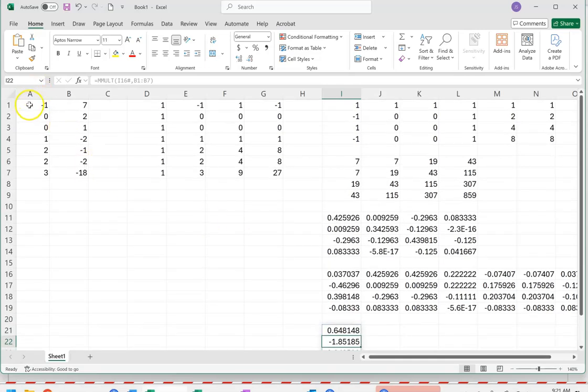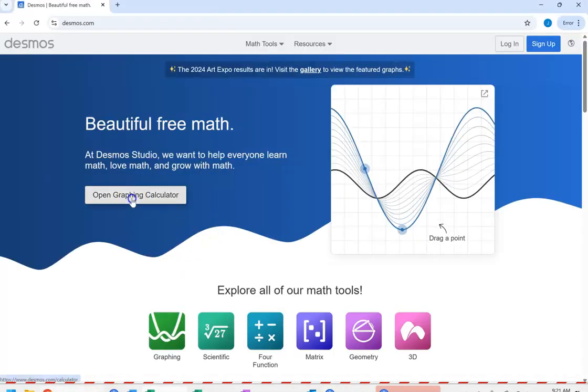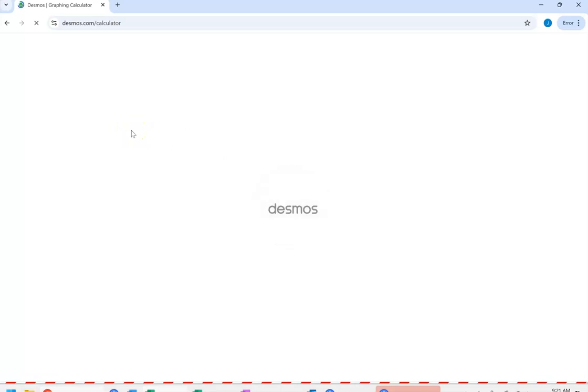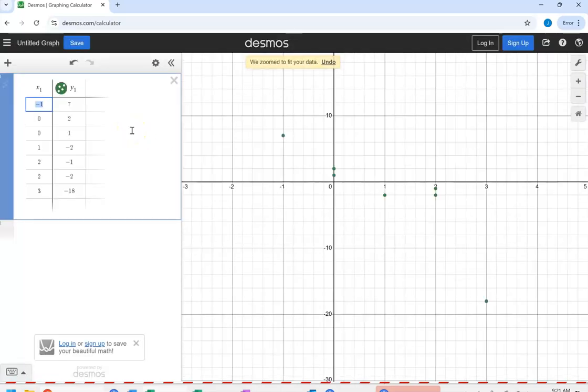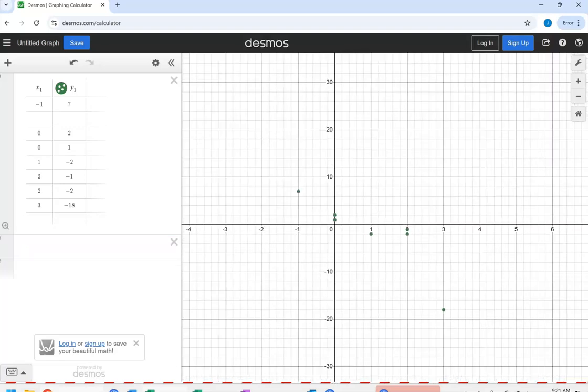One of the nice things I discovered is that if I copy this table over and go to something like Desmos and paste, it pastes the table for me. Oops. And it makes a nice set of points for me. Right? So I've got some nice points in there.